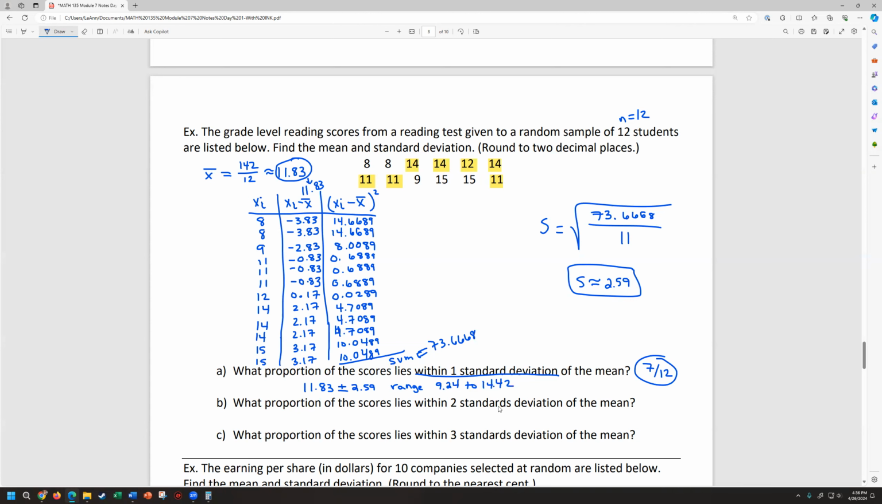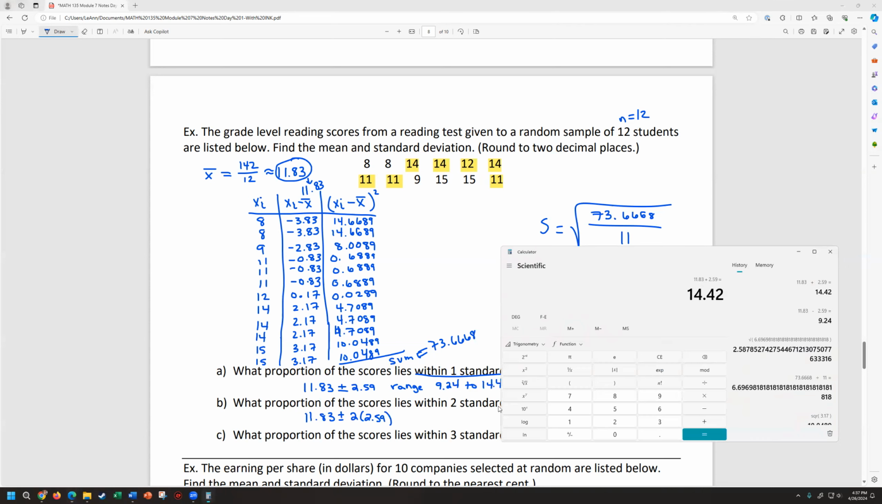Now, what proportion of scores lie within 2 standard deviations? So what you do to get this is you're going to add and subtract the standard deviation, not once, but twice. So to represent that, we kind of double it before we add or subtract. Okay. Because you're going 2 groups of 2.59 away from the mean. So that's 5.18.